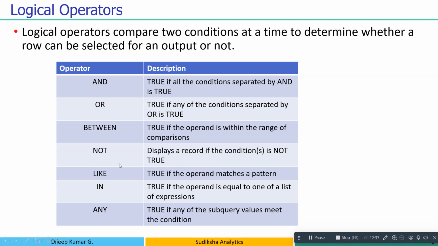NOT, and this is LIKE. So true if the operand matches a pattern. You can define a pattern, like a regular expression, and then based on the condition you'll get the resultant record. IN is true if the operand is equal to one of the list of expressions, or you can also use ANY. True if any of the subquery values meet the conditions. So let us take an example for this.